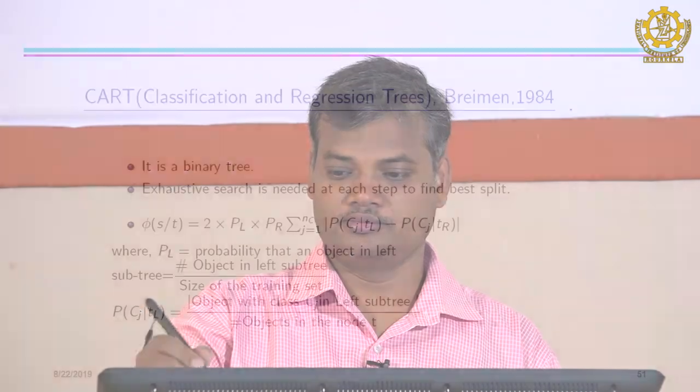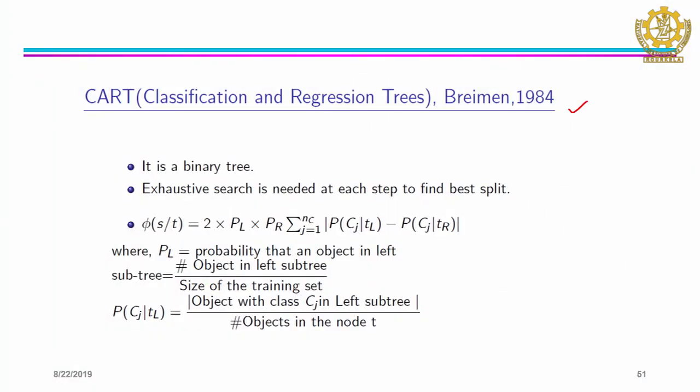Good morning to all. In the last class we saw the decision tree and its generalization. In today's class we will study some specific decision trees. One of the famous decision trees is CART, that is, classification and regression tree.